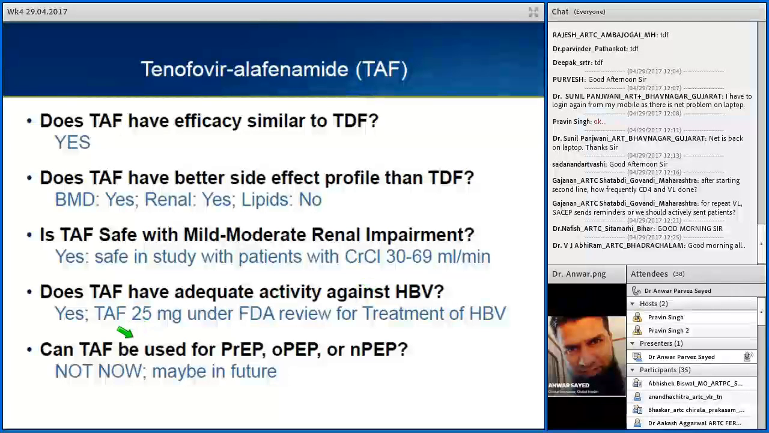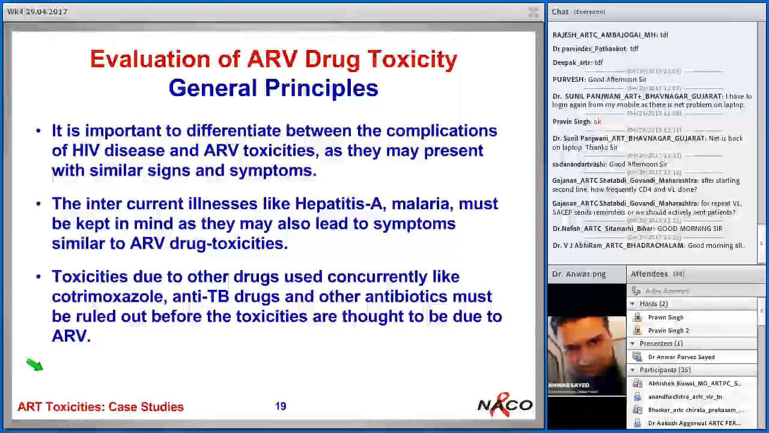TAF has adequate activity against hepatitis B virus also, but whether it can be used as PrEP, or pre or post exposure prophylaxis, or for occupational exposure, that is not clear. But there should not be any reason why this cannot be used, but it has not been made clear as of now. So remember this drug, tenofovir alafenamide, which is exactly similar to tenofovir without renal or bone mineral density complications. So this is considered to be a very good drug, and is being commonly used these days in the Western world.